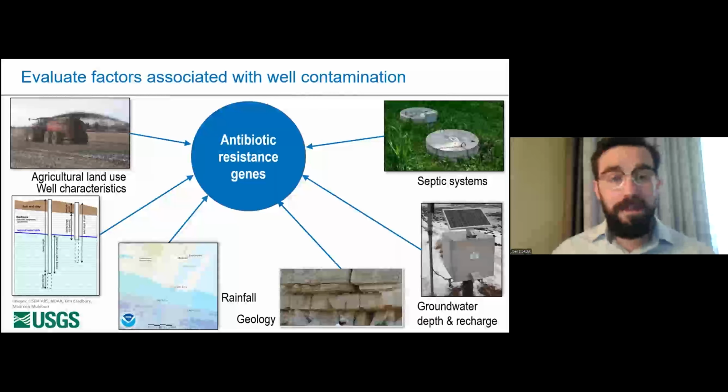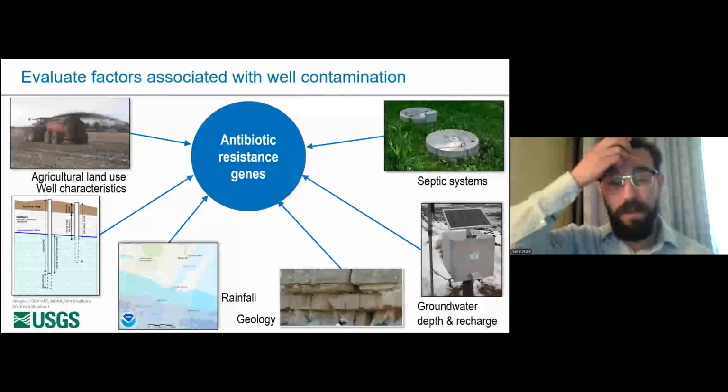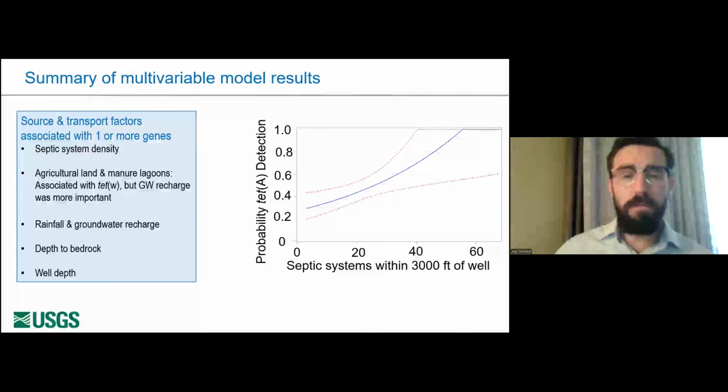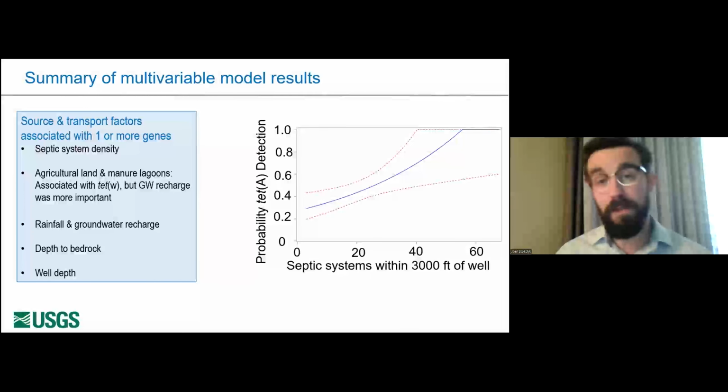The next thing I wanted to talk about is factors that might be associated with these contaminants. We looked at 56 individual risk factors in 6 general categories: agricultural land use, septic systems, well construction characteristics, rainfall, geology, and groundwater recharge. We used multivariable modeling to examine associations between the gene targets and the risk factors. The box on the left lists those risk factors that were associated with at least one of our targets.